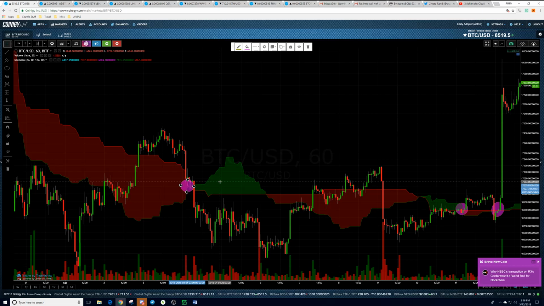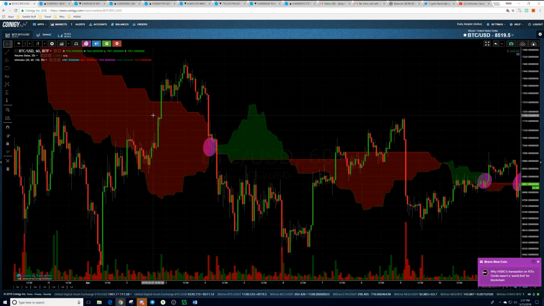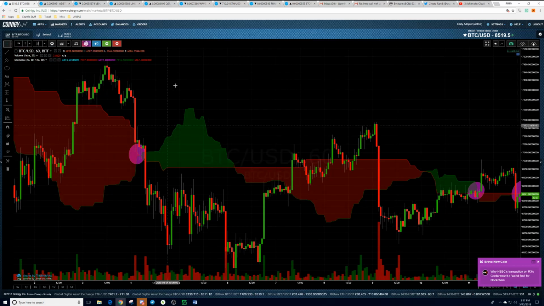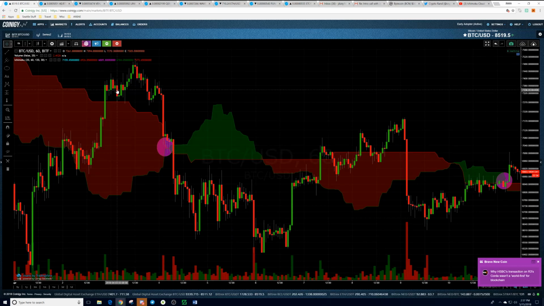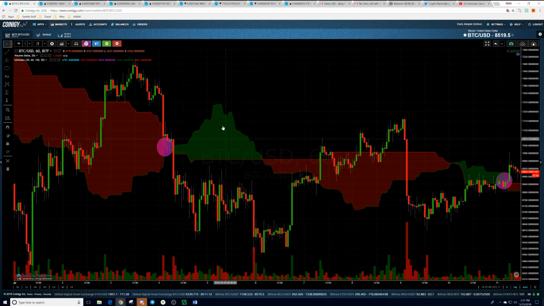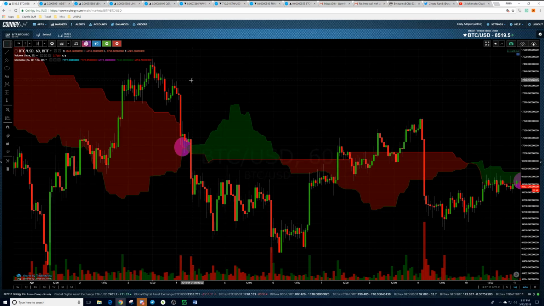Another thing that's worth noting is it's not enough just to make sure that the price is above the Kumo. You also want to make sure that you're getting a green bullish Kumo to signify and solidify that this is a solid entry and that it's not a fake out.